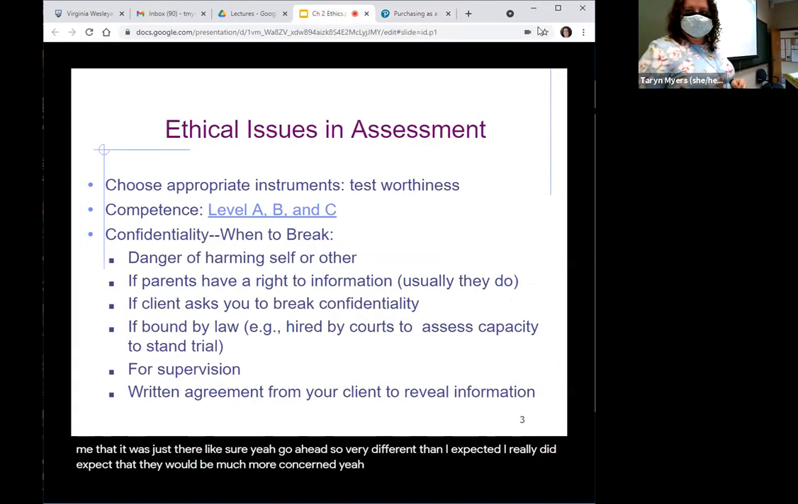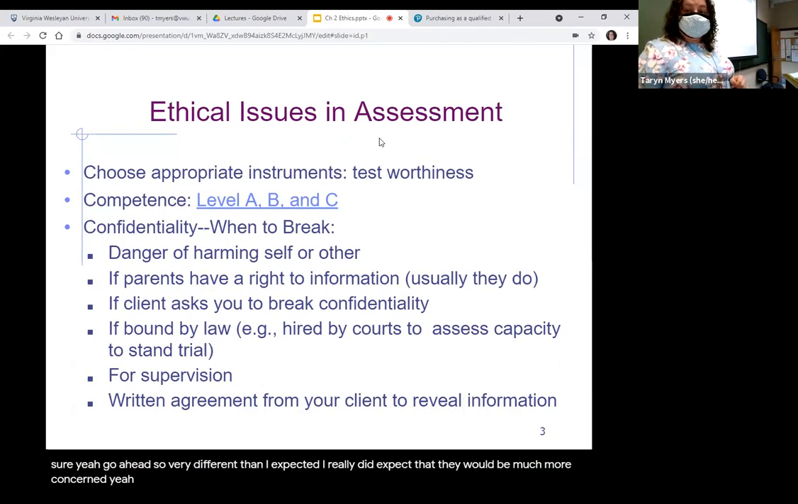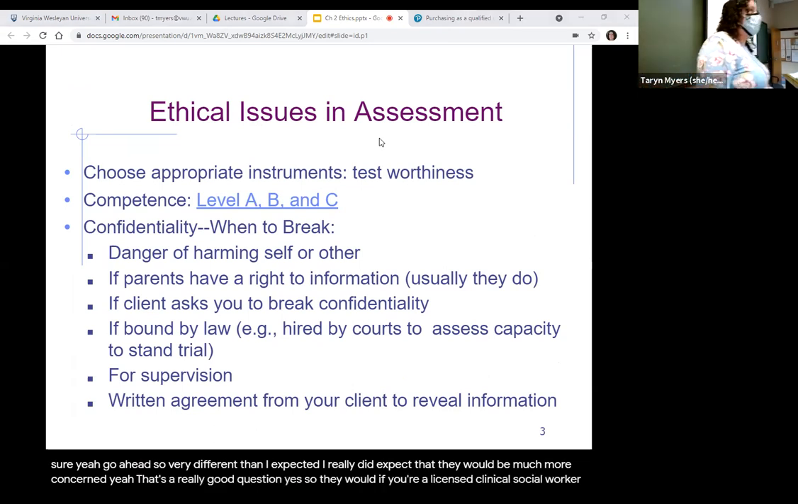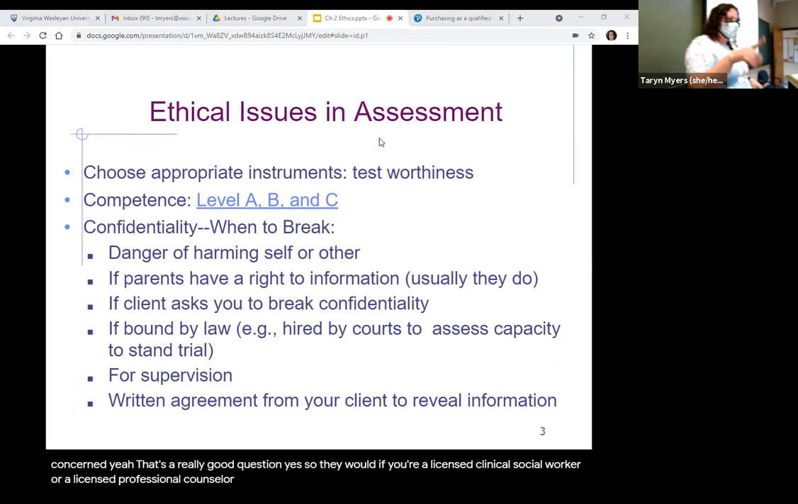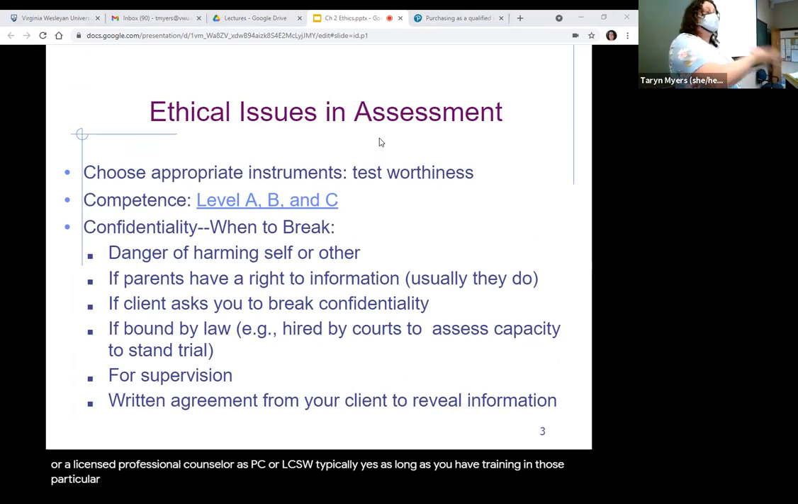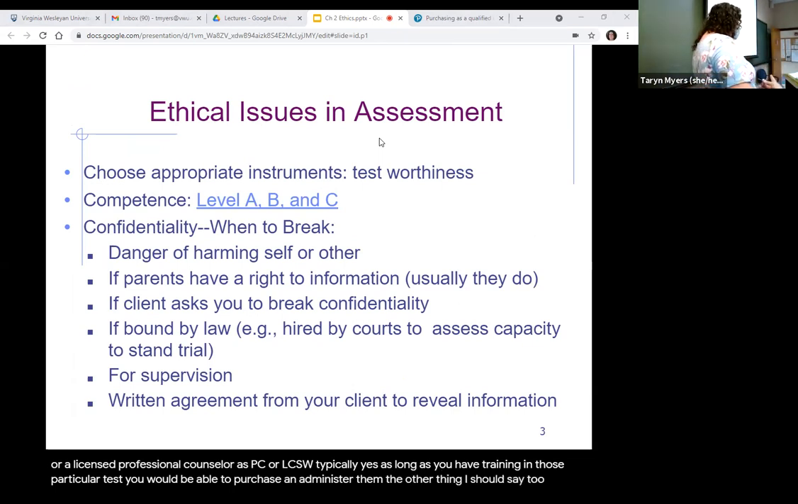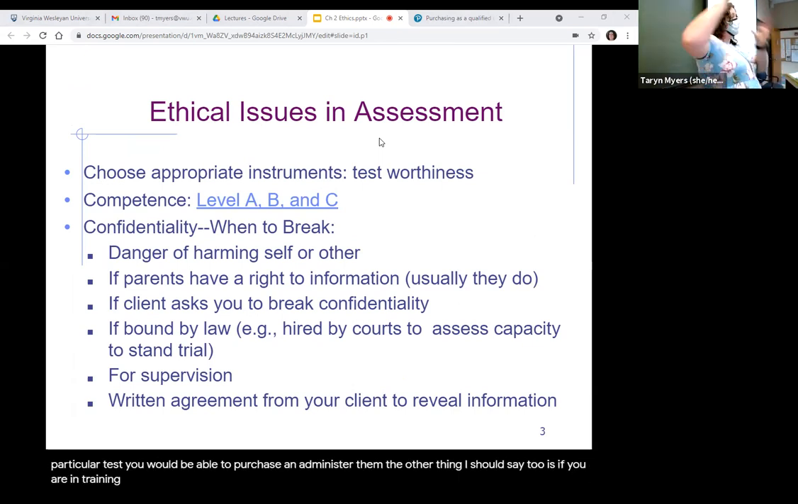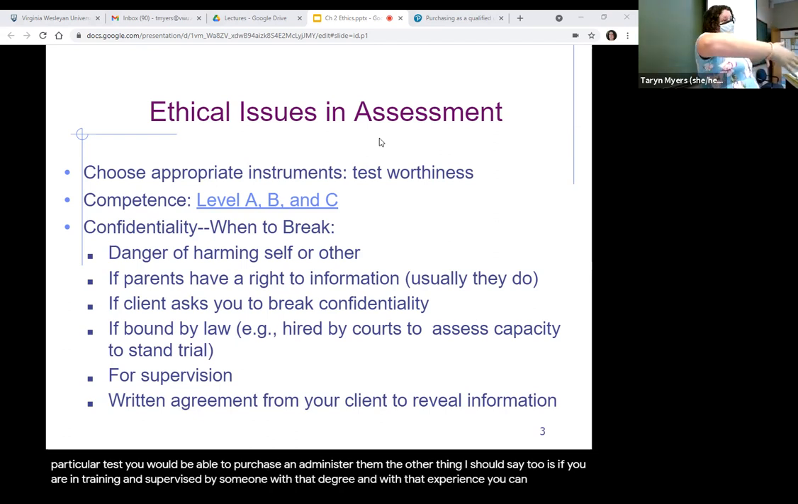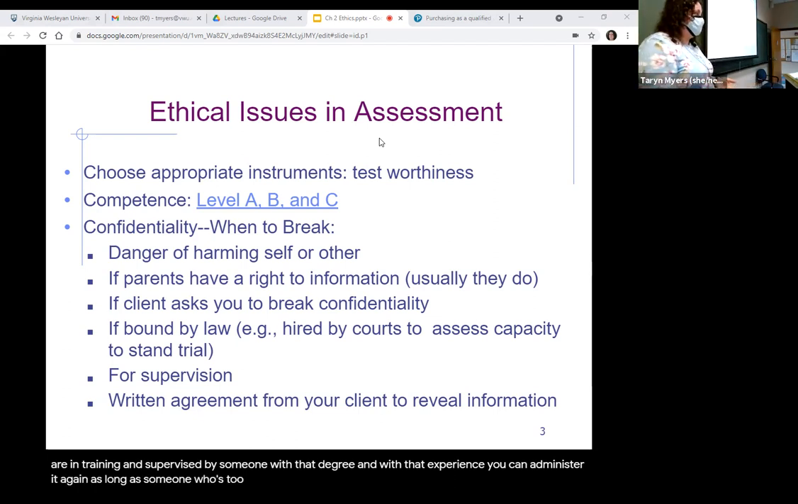Yeah. Does a licensed clinical social worker fall into that? That's a really good question. Yes, so if you're a licensed clinical social worker or a licensed professional counselor, LPC or LCSW, typically, yes, as long as you have training in those particular tests, you would be able to purchase and administer them. The other thing I should say too is if you are in training and supervised by someone with that degree and with that experience, you can administer it. Again, as long as someone is supervising you.